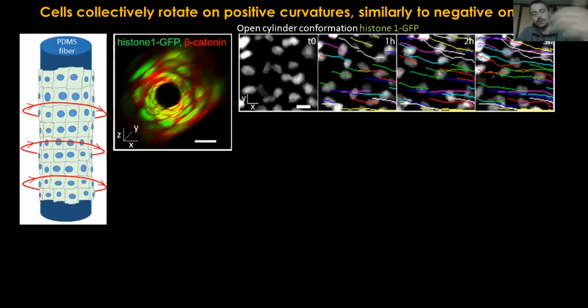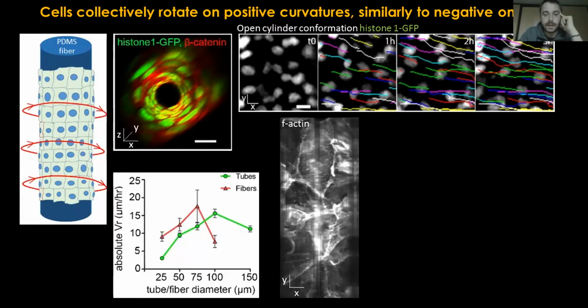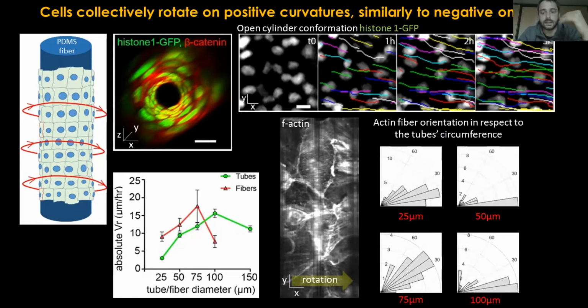So you can see we do the same experiments. We follow the trajectory of the cells over time. We can see that they collectively rotate. The rotational speeds are similar to the ones we see in the negative curvature. But in this case, the actin fibers orient completely on the opposite side. They follow the rotation direction, basically. And this is true, again, for all the different diameters that we have seen.